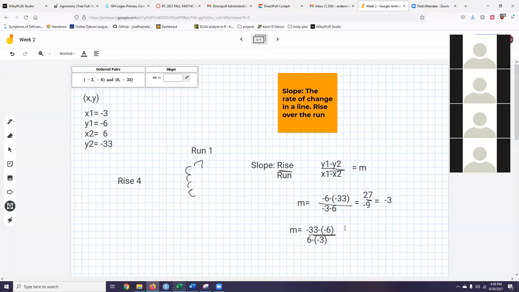So -33 minus -6 is -27. And 6 minus -3 is 9. So we have -27 over 9. It's the same result we have over here, except the negative is on the top instead of the bottom. But we get the same answer of -3.